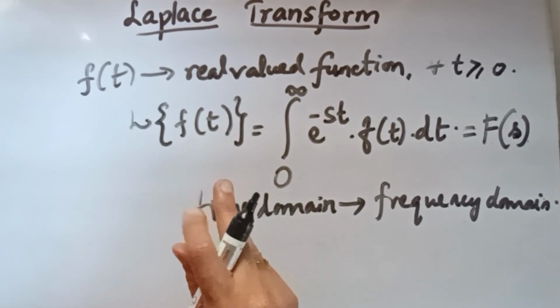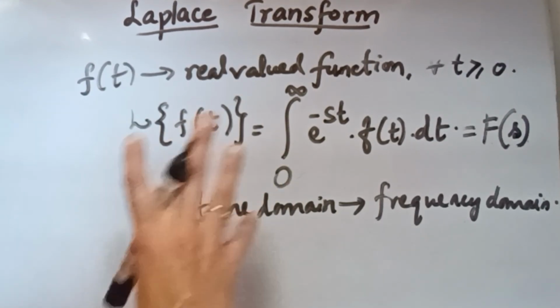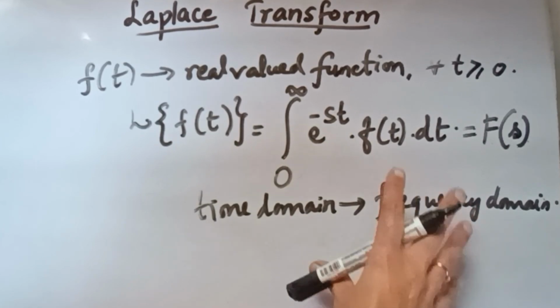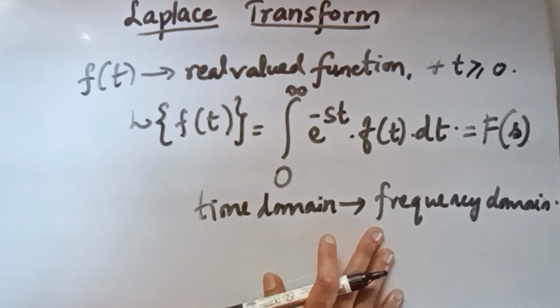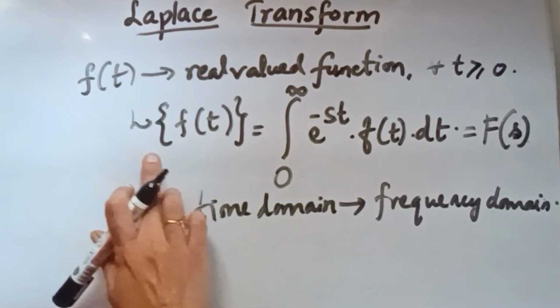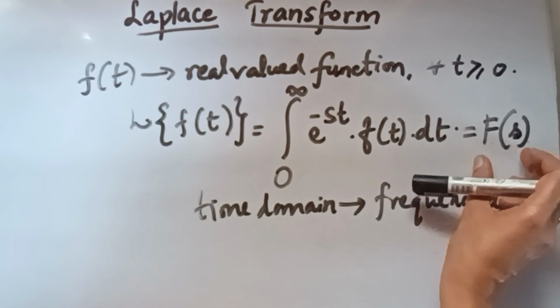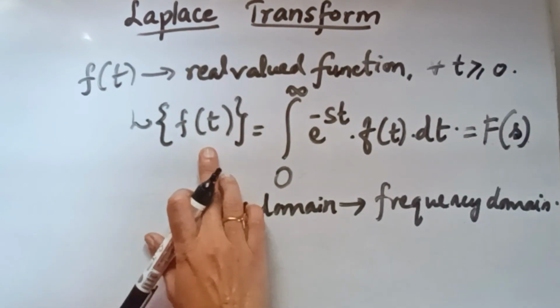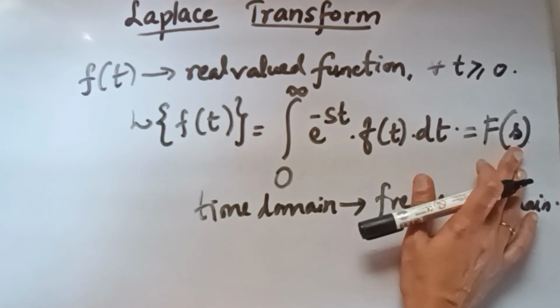Some of the problems which are not easy to solve in one domain will be converted to some other domain. Then there it is solved. Later it is transferred to the previous domain using the inverse Laplace transforms. So this is the definition of Laplace transform, and whatever answer you get, it is a function of s. Here input is a function of t, output is a function of s. This you have to remember.